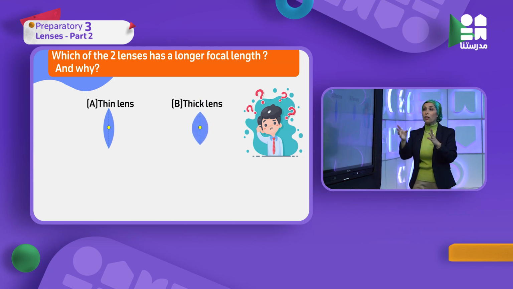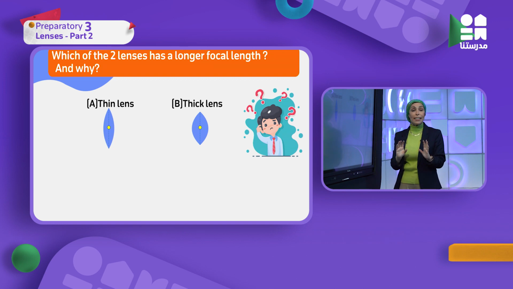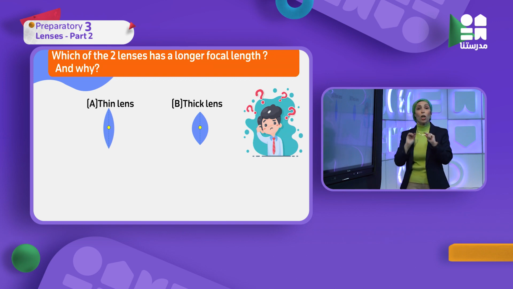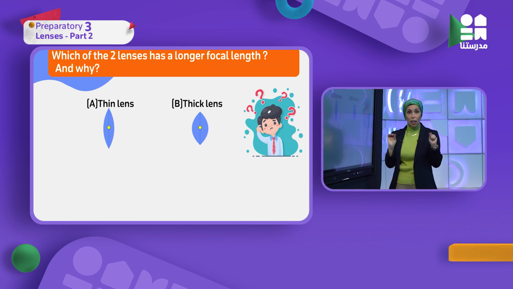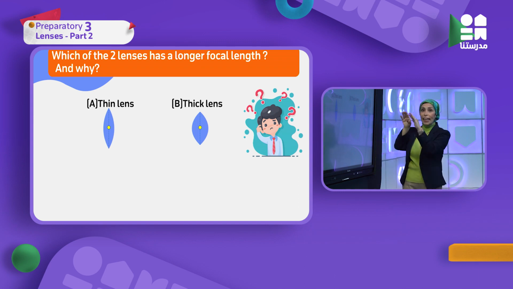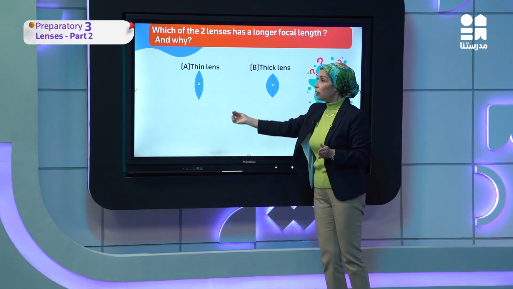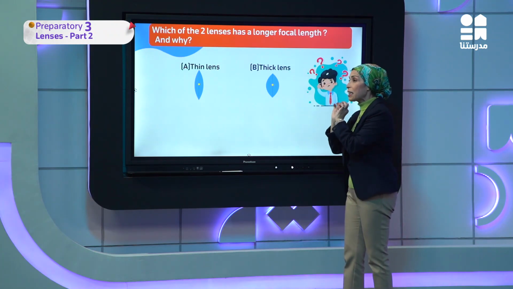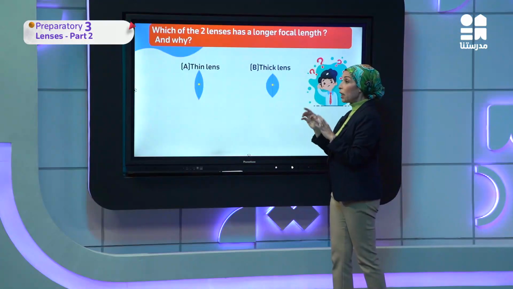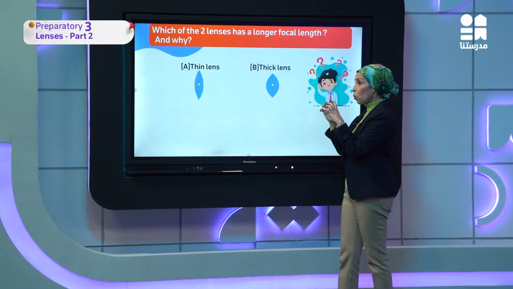So what is the difference between thin and thick? The difference here is something called convexity. What's meant by convexity? It means the rounded shape here is larger than here. This one is thin, so it has less convexity, it's not very rounded. Here it has more convexity, so it's thick.